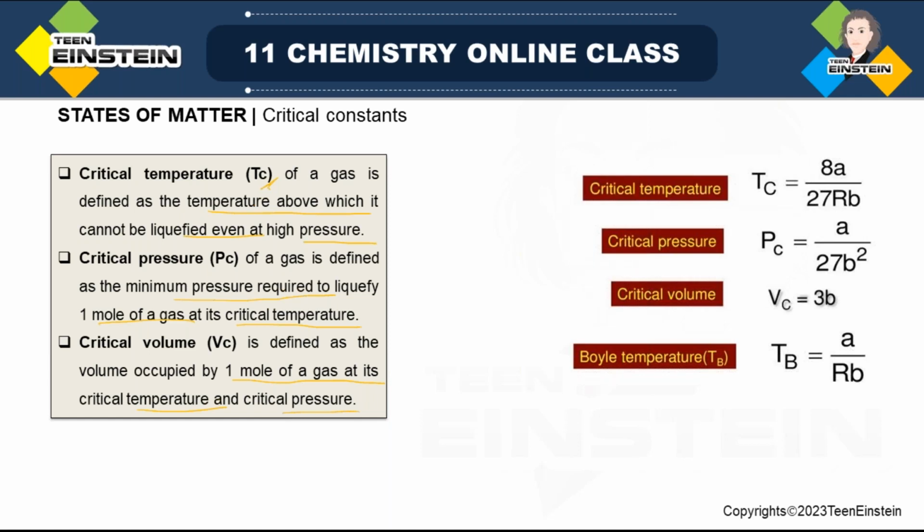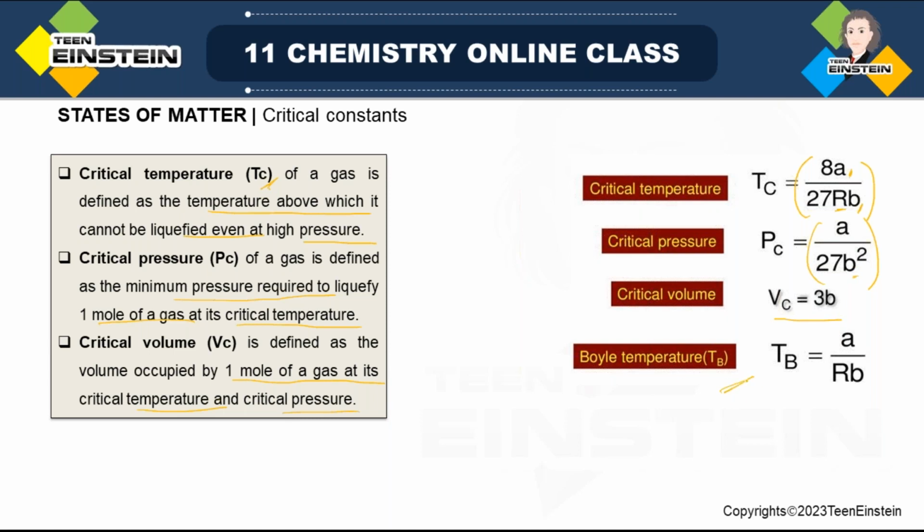So derivation of the formulas is not required, but you just have to remember these formulas. Critical temperature is 8a divided by 27Rb. R is the universal gas constant, and a and b are Van der Waals constants, right? And then we have critical pressure, which is a by 27b square. Here again the b term is present, and for VC it is simple, it is simply 3b.